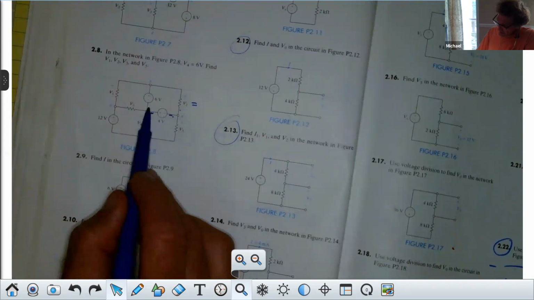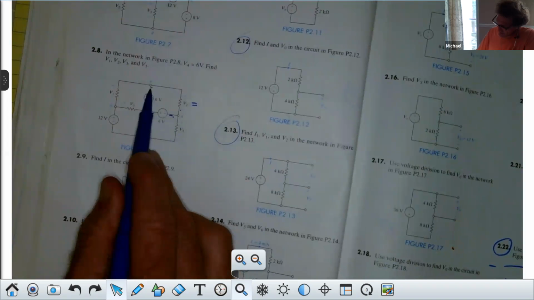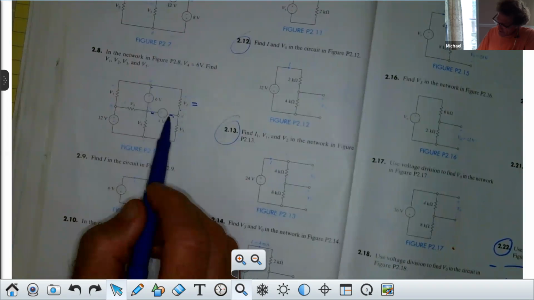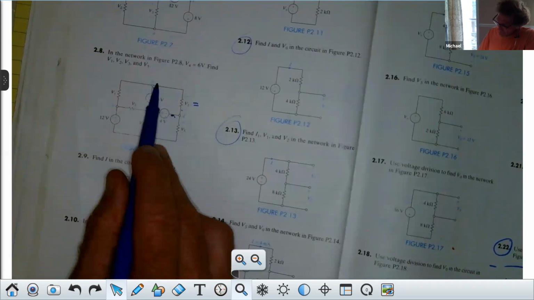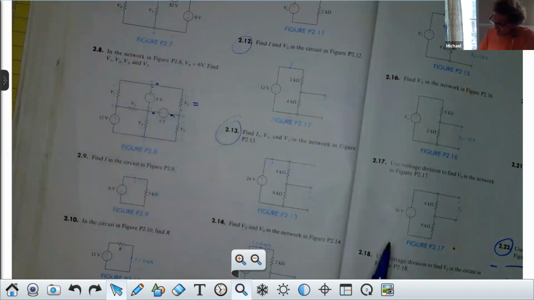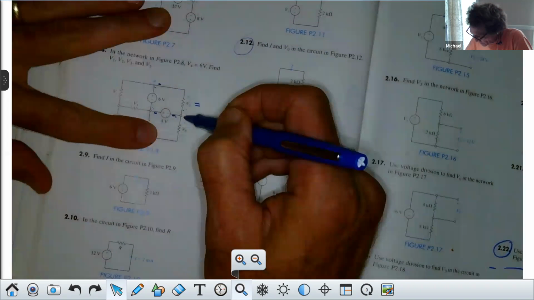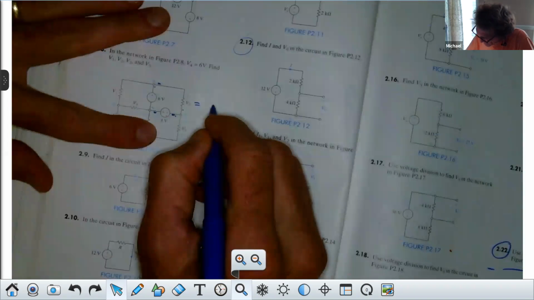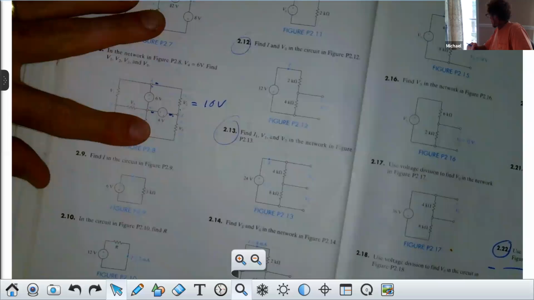Yeah. And then I get an increase of 6. And if I add them together, I get an increase of 10 from here to here, right? And isn't that where V2 is? From this point to this point. So that is what? 10 volts just by inspection, right?